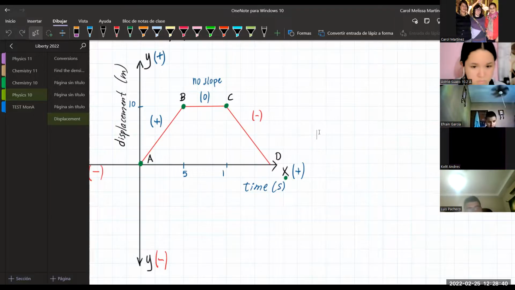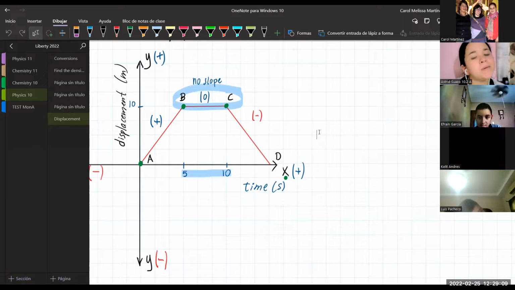So how do you read this graph? How do you interpret this graph? A person walks from position A to position B. Okay? The displacement was positive or negative? Positive. A positive displacement. Very good. Then, during B and C, 5 seconds happened.